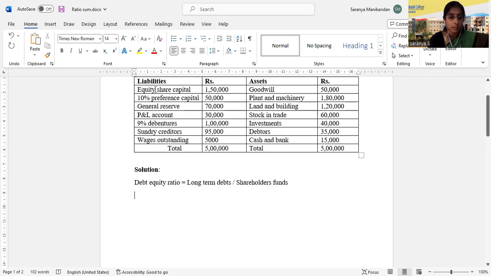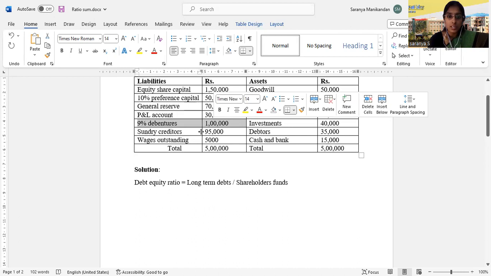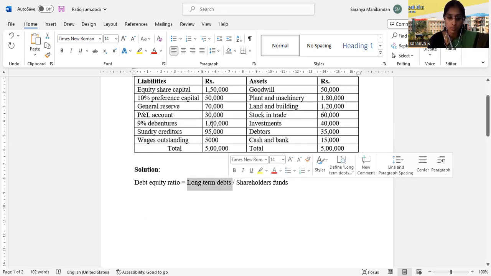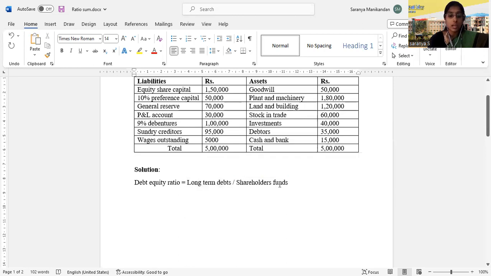Okay, so long-term debt. When you look at the liability, we have only one long-term debt, that is debenture. Creditors and outstanding wages is our current liability. So long-term liability, we have only one item, that is debenture. So numerator amount is ready, long-term debt, debenture amount 1 lakh rupees. But then shareholders funds we need to calculate. Okay, so calculation of shareholders funds.